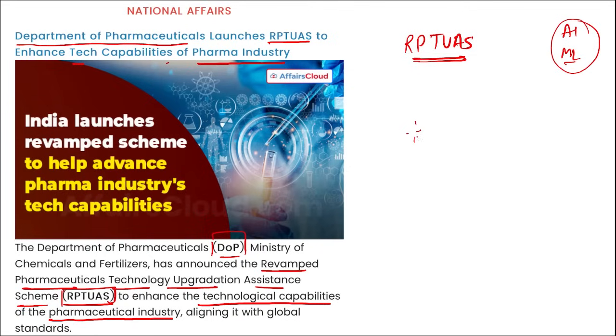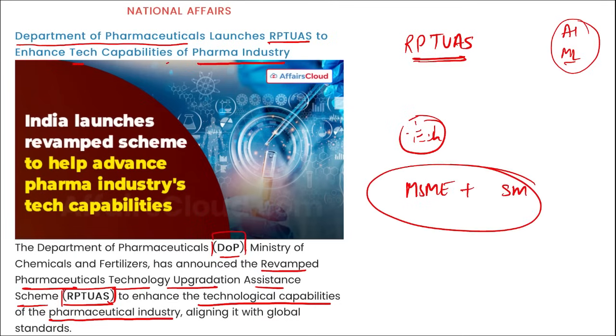So that we can bring the technology of India in the pharmaceutical sector at par with the global standards. Then if we talk about this RPTUAS, remember, here multiple MSMEs will be provided with various assistance. They will be provided with various guidance from the industry experts so that they can enhance their technology. And apart from this, MSMEs as well as smaller players will be helped here to enhance the high quality manufacturing standards, right?